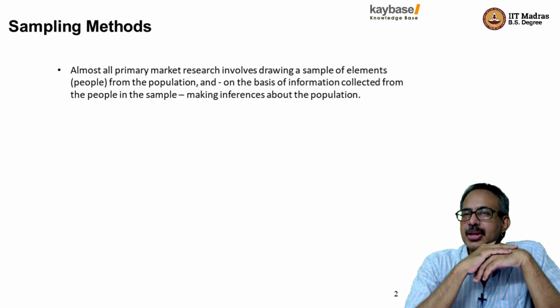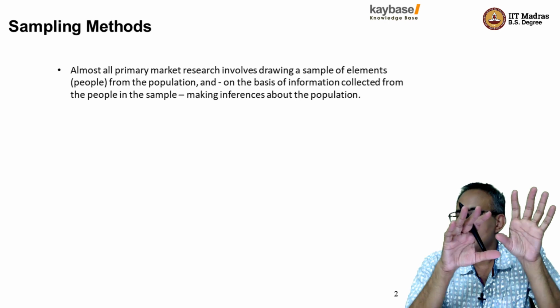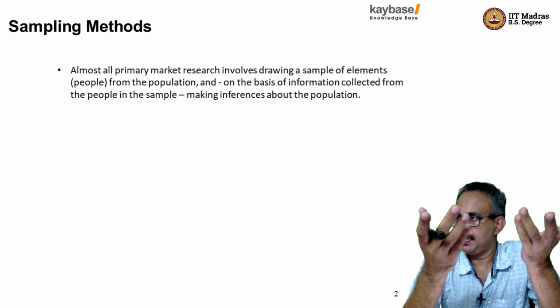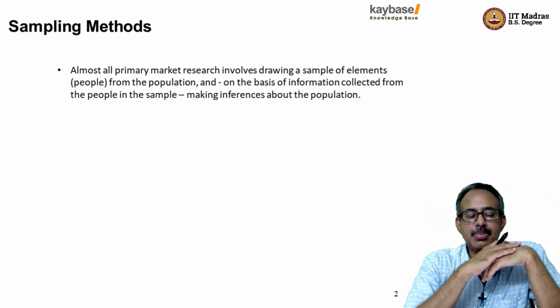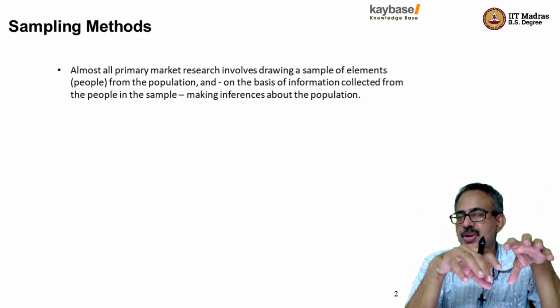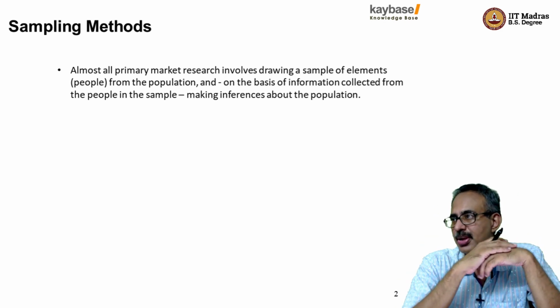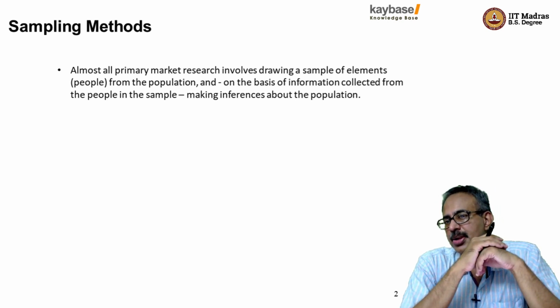Almost all primary research involves drawing a sample of elements. Elements is a technical term, but for all practical purposes in commercial market research, we're talking about people. So almost all primary market research involves drawing a sample of people from the population. And on the basis of information that we collect from the sample, by asking them questions in a questionnaire or something like that, we make inferences about the population. That is, we form conclusions about the population. Right?